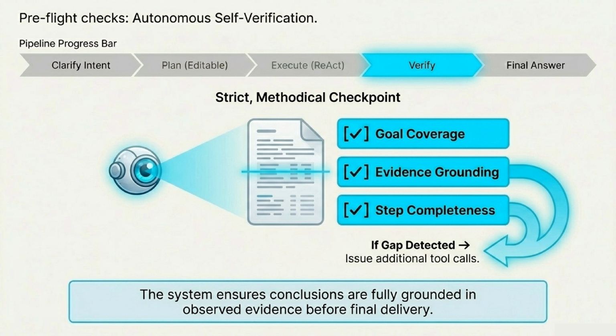Before you ever see the final output, TabClaw conducts strict pre-flight checks through autonomous self-verification. The system methodically checks for goal coverage, evidence grounding, and step completeness. If it spots a gap, it automatically issues additional tool calls to make sure the final conclusion is fully backed by observed evidence.